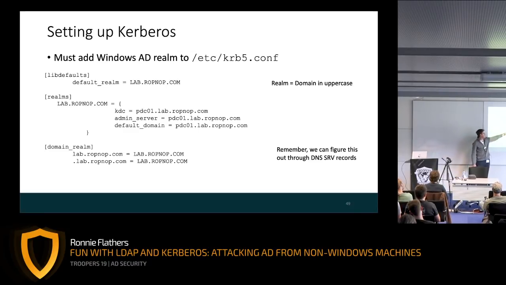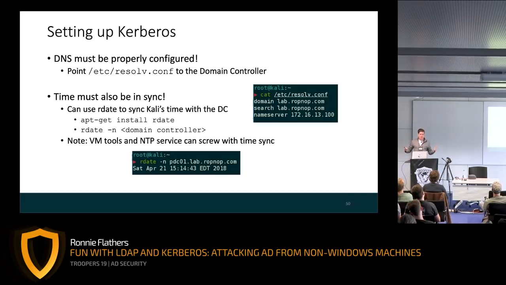And remember that none of this information is secret. It has to be broadcast, it has to be advertised, and we can always look that up via DNS SRV records to set up our client. Kerberos is also so tightly coupled with DNS that DNS has to work. The easiest way, if you're doing this, is to just point your local name server to the domain controller and let the domain controller handle all of DNS resolution if it's enabled to do that, or just point it to whatever name server is in use in that domain. And then time also has to be in sync. The easiest way from Linux is to sync your local time with the domain controller's time, and you can do that with the rdate utility.